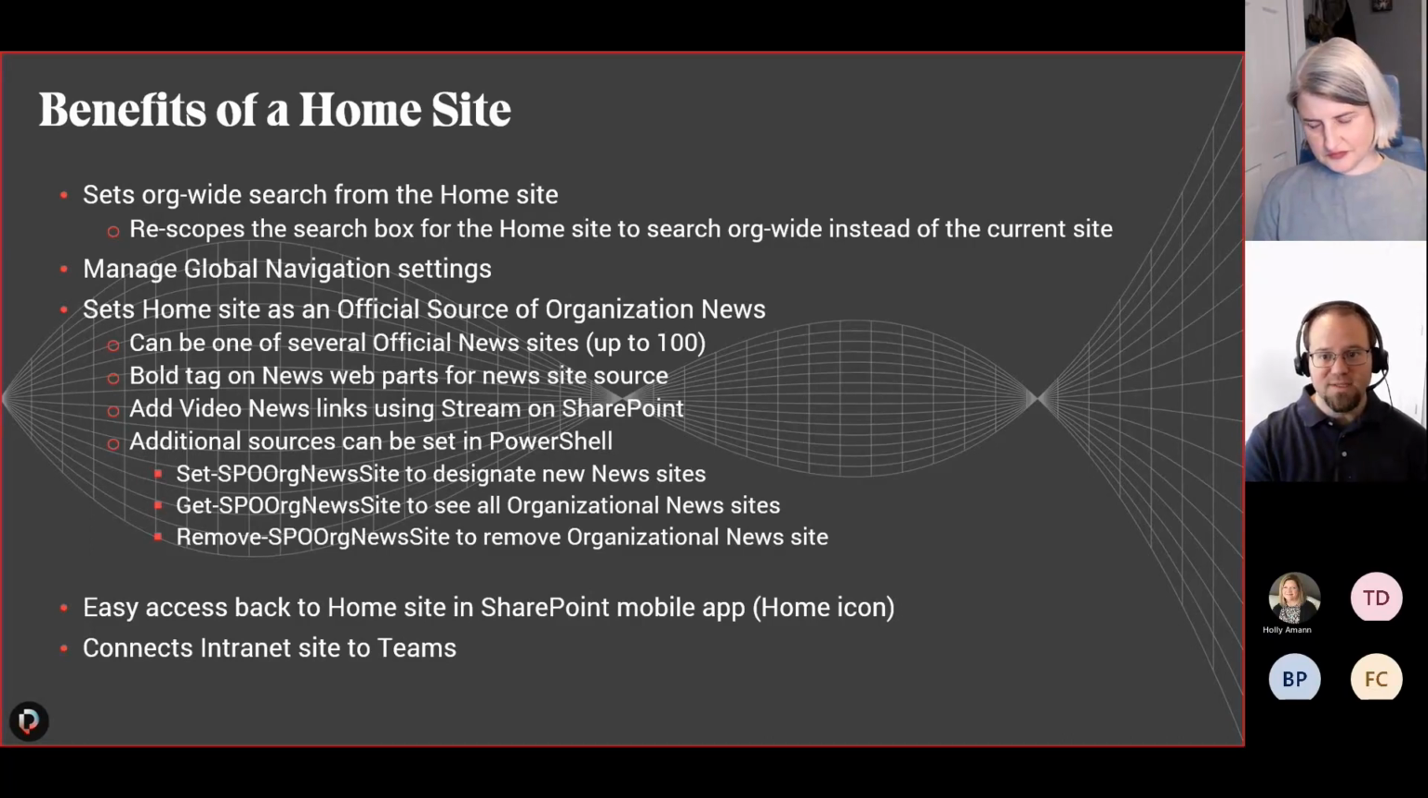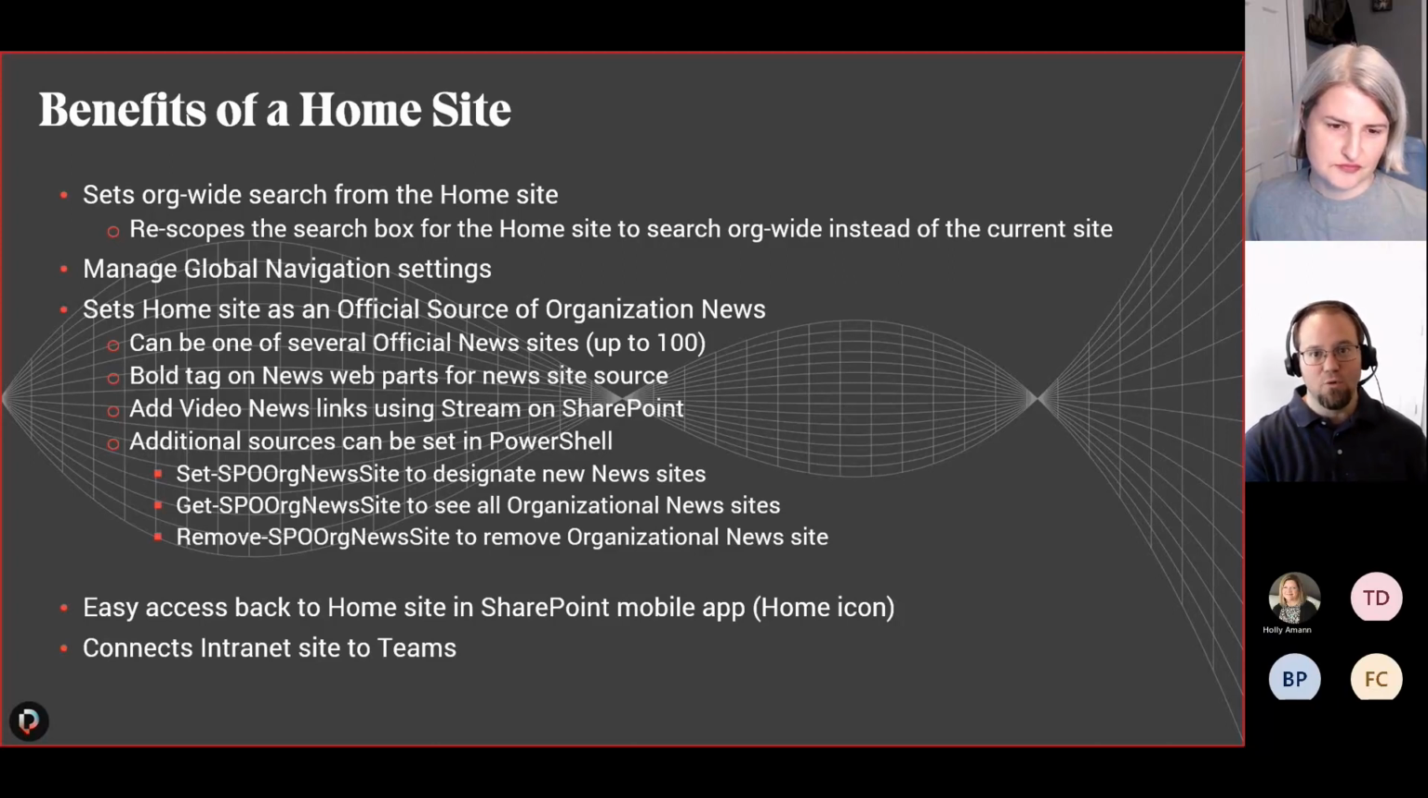It does also set the home site as an official source of organizational news. So we can have up to 100 of those official news sites. So maybe we have a communications department that likes to pump out a lot of different news, and they have a news site that's dedicated to company-wide news. Setting the home site also designates the home page or the home site as an official source of company news. That can be turned off. It's just one of those features that gets turned on right away once you go through this process. That can actually be turned off if you decide, no, I don't want any news in my home site, I only want it to be from my official communications department to provide that. So that can be turned off.